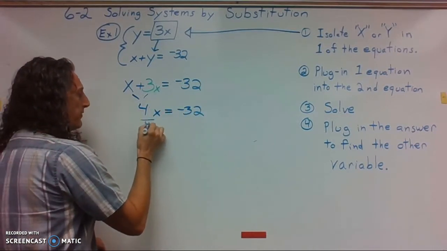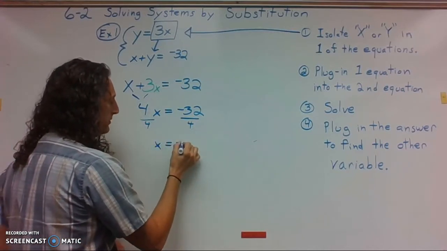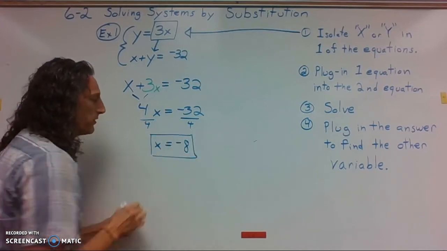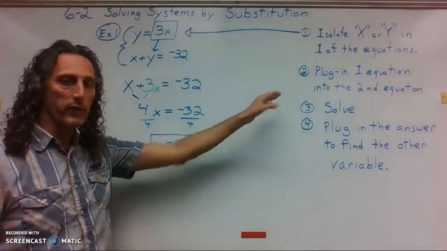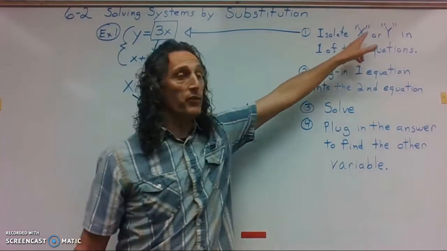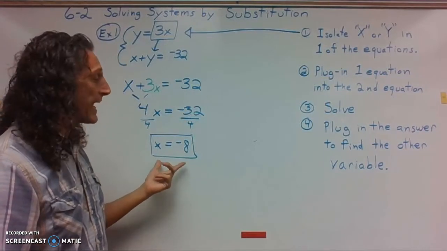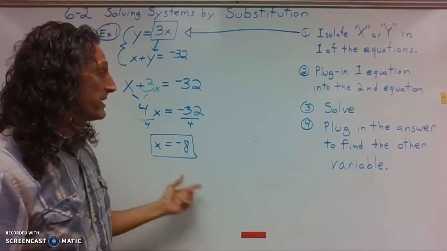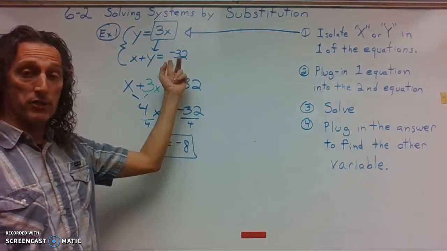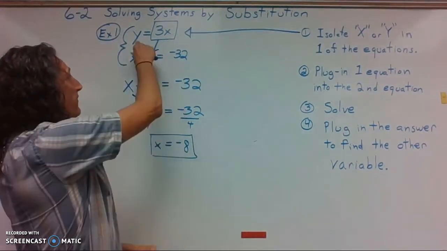We divide by 4, and then we have x equals negative 8. And this is step 3. We just solved for one of the variables, right? So what do I have to do now? Well, now I've got to move on to step 4, where we're going to take this and plug it back into one of the equations to find the other variable. Because we found x, I need to find y.